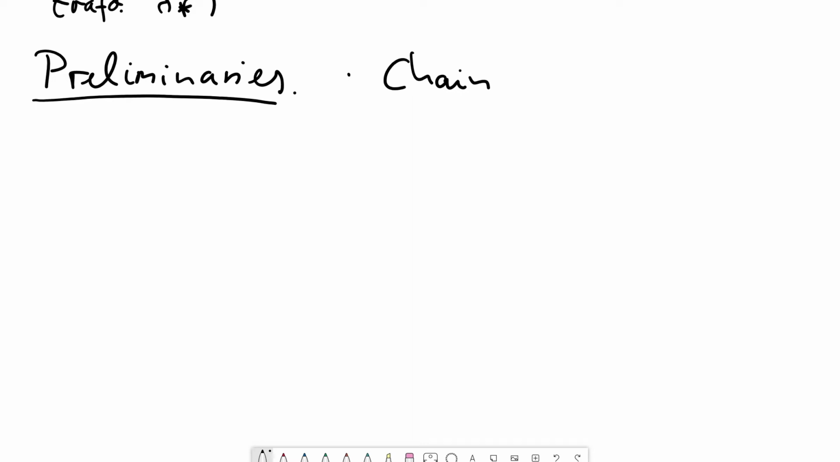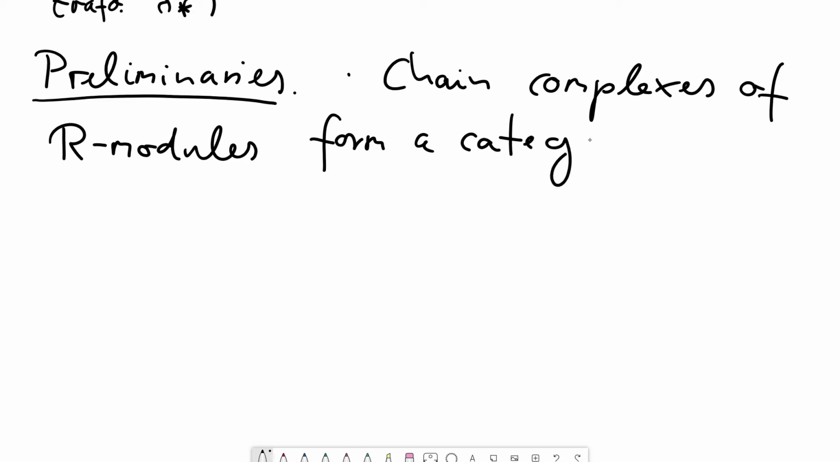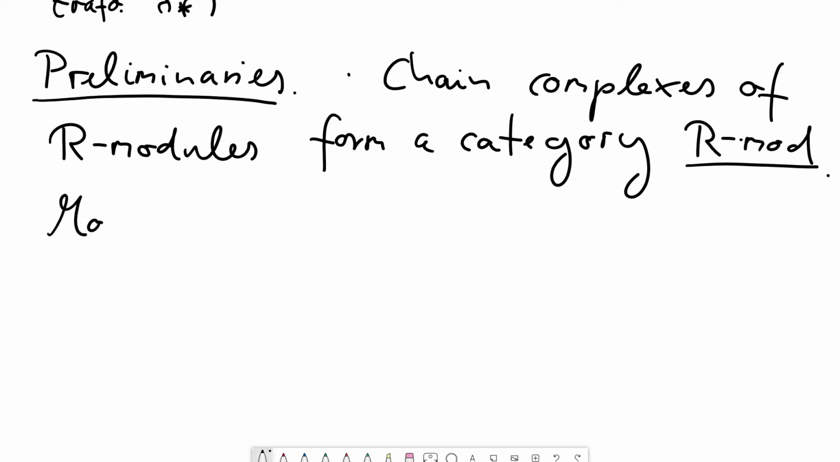So chain complexes of R modules form a category for which we should also fix some notation. So let's call this category R-Mod, underlined as usual, like this. And we have to discuss morphisms, and morphisms in this category are so-called chain maps. So morphisms are chain maps, so we should define what that means.